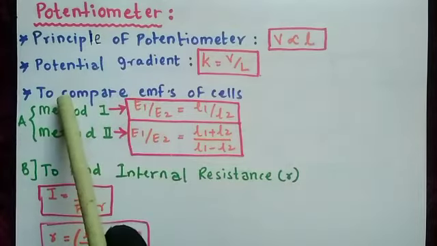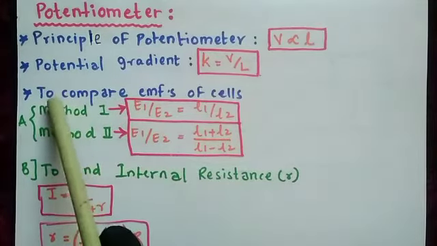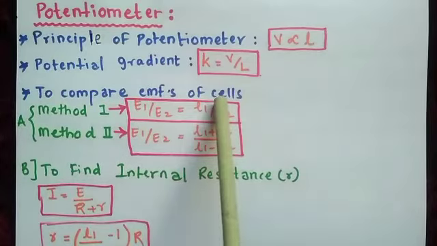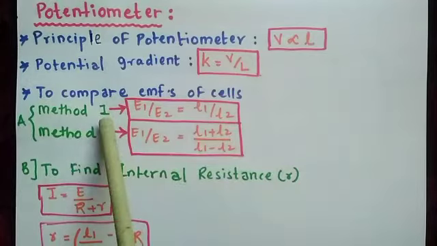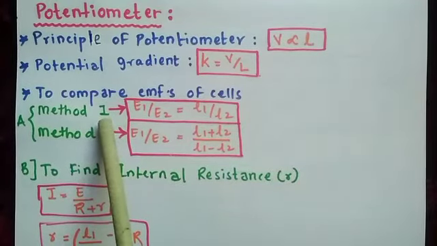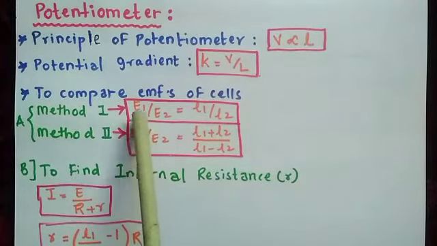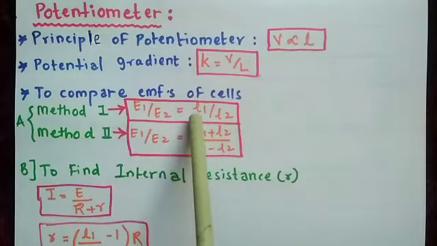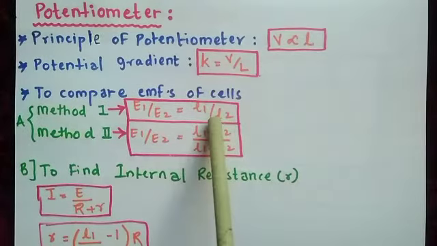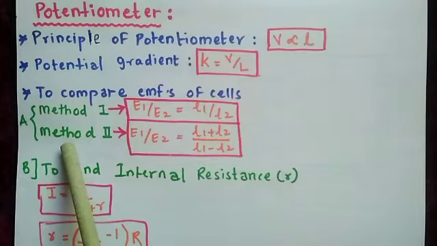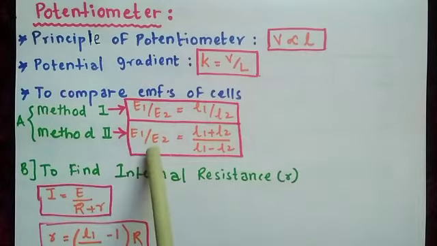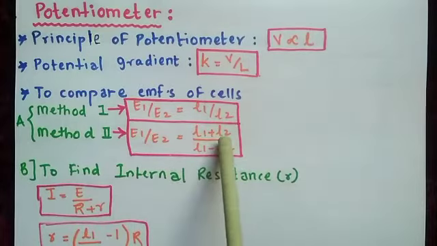Then the applications of the potentiometer. There were two applications. The first is to compare the EMFs of cells. There were two methods to compare the EMFs of cells. Method number 1, the individual method, gives the formula E1 upon E2 is equal to L1 upon L2. What L1 and L2 are, we have already studied. Method 2 is called the sum and difference method.